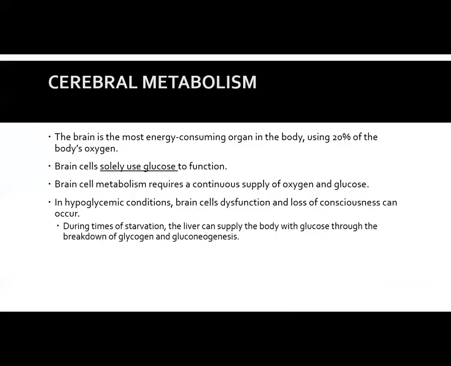The other thing about your brain is it uses cerebral metabolism. So the brain is the most energy consuming organ in the body, which uses about 20% of the body's oxygen. Brain cells solely use glucose to function. So you have to have glucose for your brain to actually function appropriately. Brain cell metabolism requires a continuous supply of oxygen and glucose. And in a hypoglycemic condition, brain cell dysfunction and loss of consciousness can occur. During times of starvation, the liver can supply the body with glucose through the breakdown of glycogen and gluconeogenesis.